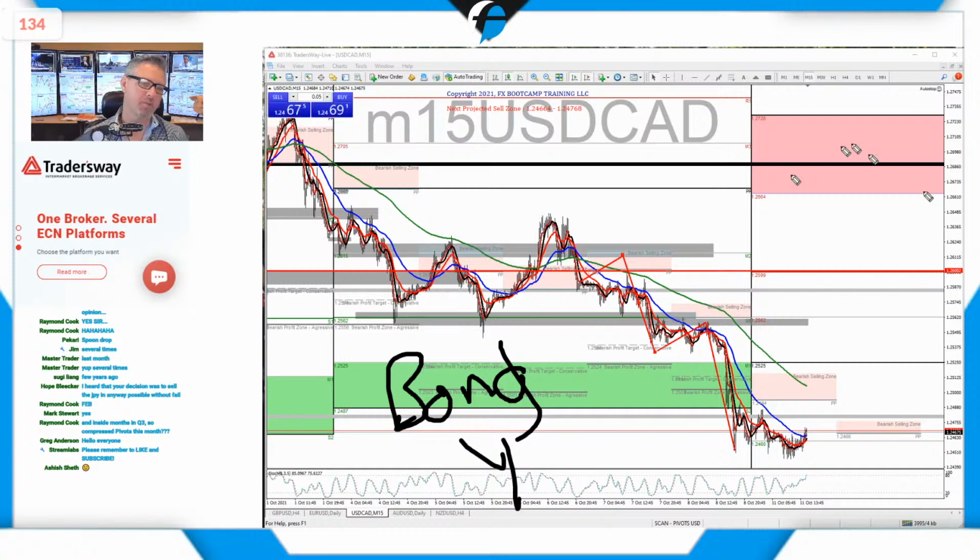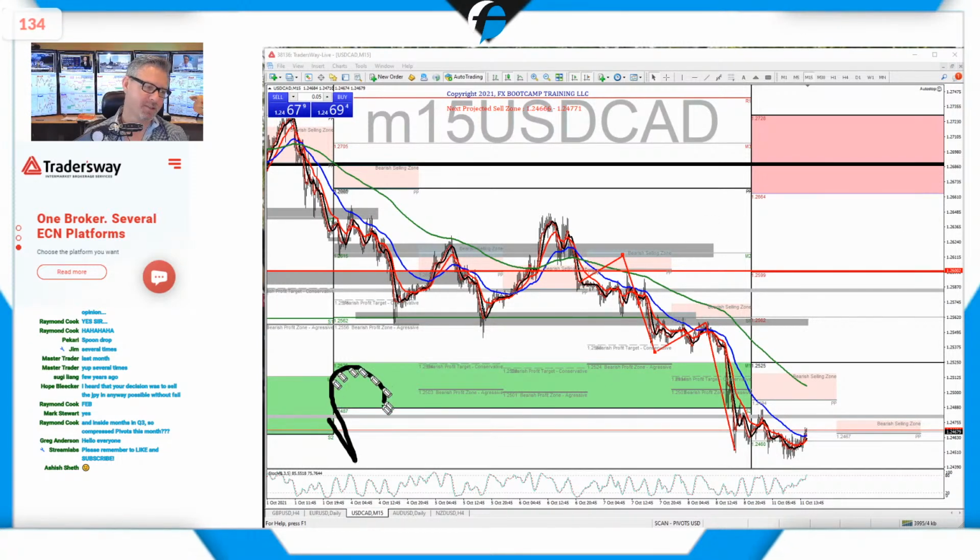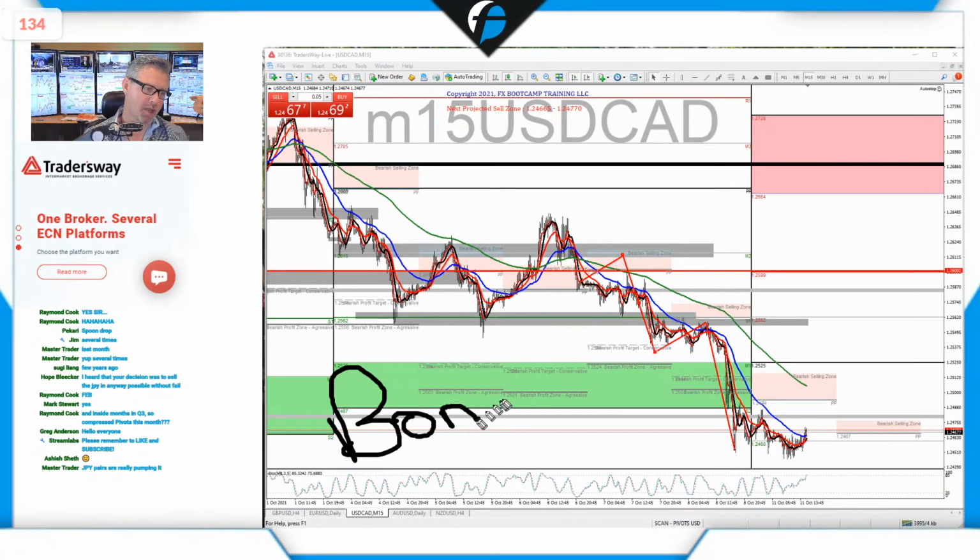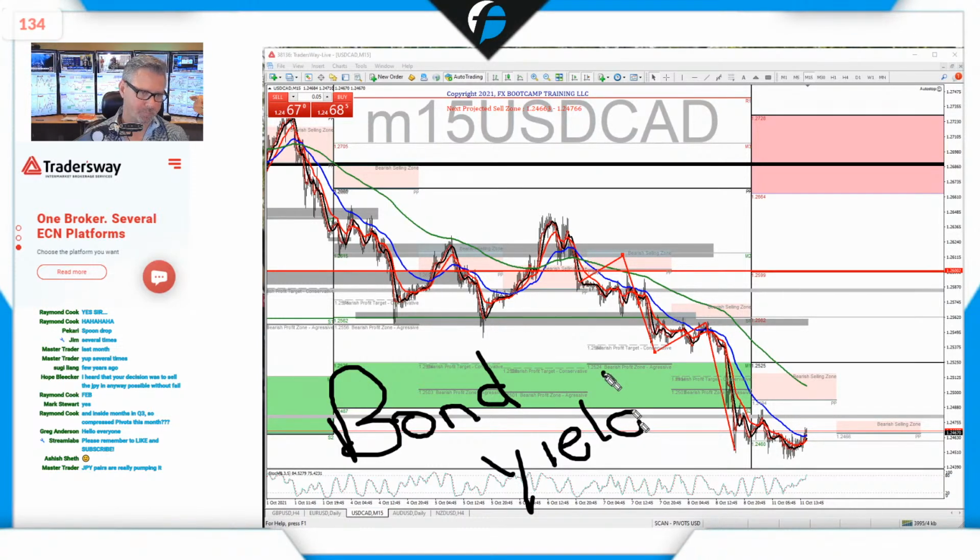That's a bond, not bong. Bond yields. And we still think this way.